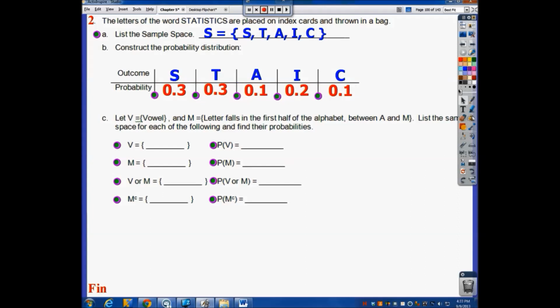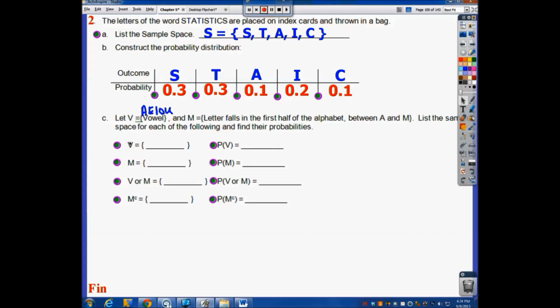So last but not least here, let the event V be that we have a vowel, and I would hope to goodness you guys know your vowels, right? A, E, I, O, U. We're not going to include Y here. And the event M is that the letter falls in the first half of the alphabet between A and M. So list a sample space for each and find the following probabilities.